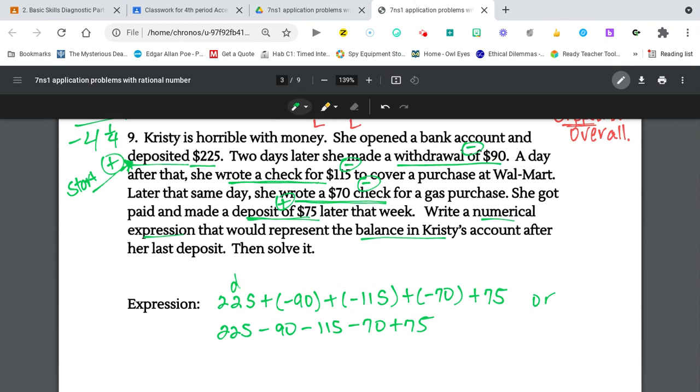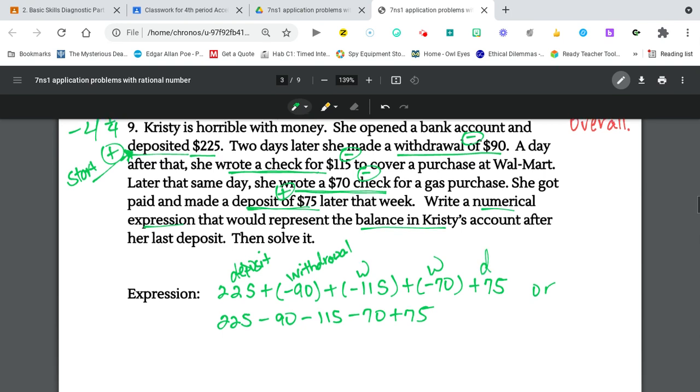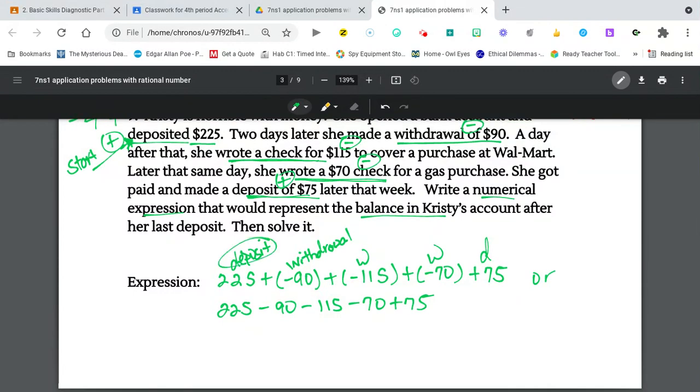This is a deposit. This is a withdrawal. Money was taken out. Withdrawal, I'm just going to do W. W, withdrawal, and a deposit. Okay, so I'm going to take all my deposits and add them up. What did she deposit in all? 225 plus 75. So she deposited $300 overall. That's a total deposit.